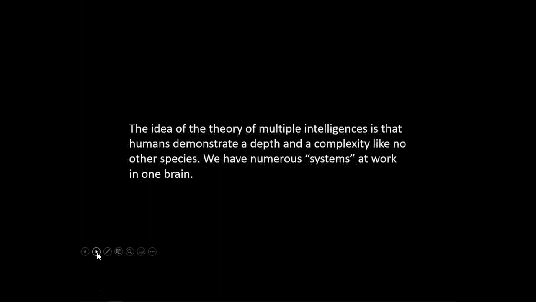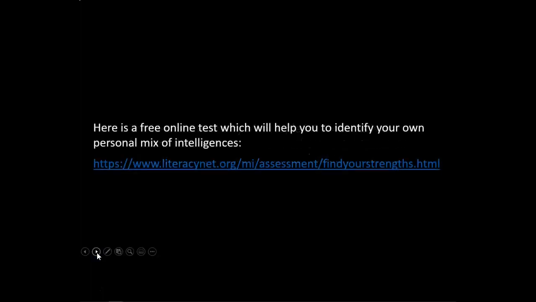The idea of the theory of multiple intelligences is that humans demonstrate a depth and a complexity like no other species. We have numerous systems at work in one brain. And even if you don't develop them all, your brain is latently wired. It has the latent neural pathways to develop all these different sorts of intelligence. This is a free online test which will help you to identify your own personal mix of intelligences. That's just to give you the address. You can just hit pause on the video if you want to be able to get that and look it up.